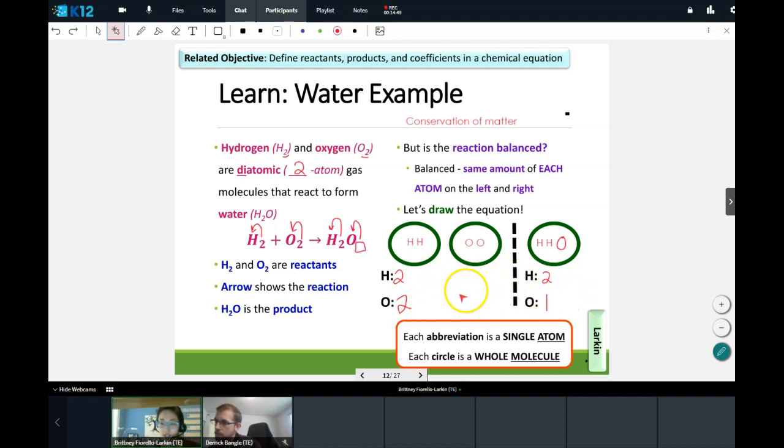Excellent. I see Tara with an answer and a reason. Correct. No, this is not balanced. We're missing an oxygen over here on the right, so we're going to need to do something to fix this equation because otherwise it breaks the laws of physics.